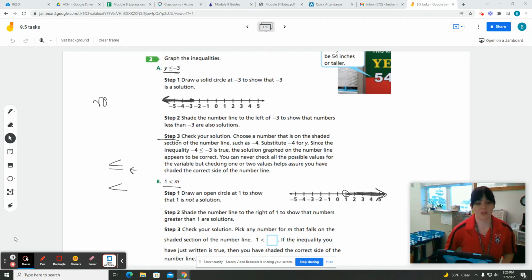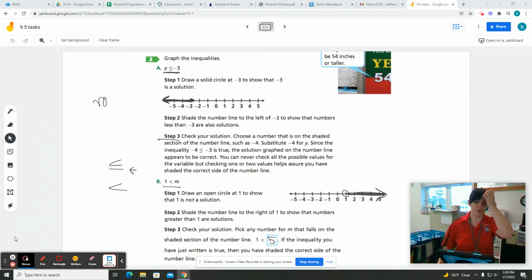So let's check our solution. Pick any number for m that falls on the shaded section of the number line. You can choose your own number. I'm going to choose 5. Well, 1 is less than 5, which makes it true.